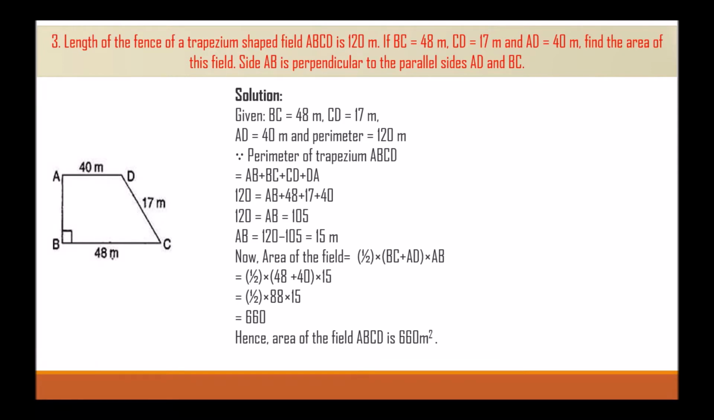Area of the field equals half into (BC plus AD) into AB. So half into (48 plus 40) into 15. Half into 88 into 15, that is 660. So the area of the field ABCD is 660 meters square.